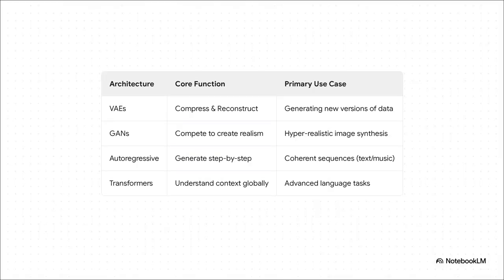So, let's do a super quick recap. We've got VAEs, the artists that compress and reconstruct. We've got GANs, the competitors that fight it out for realism. Then we have autoregressive models, the storytellers that build things piece by piece. And finally, transformers, the big picture thinkers that understand context like nothing else.